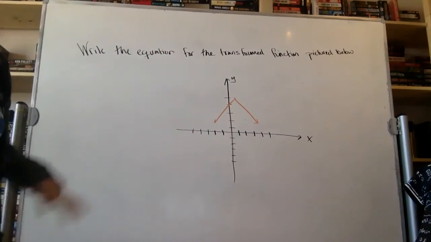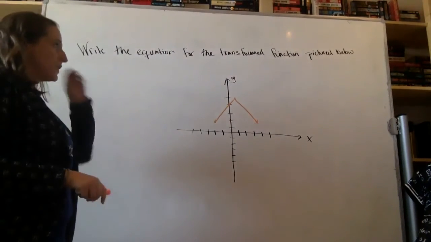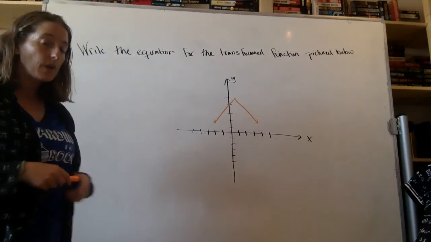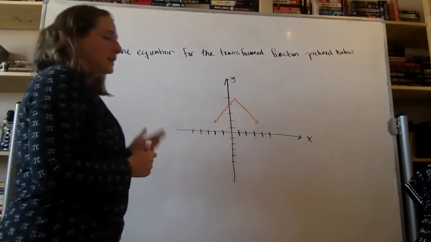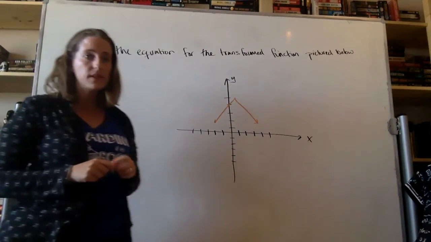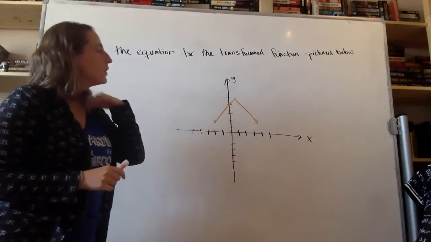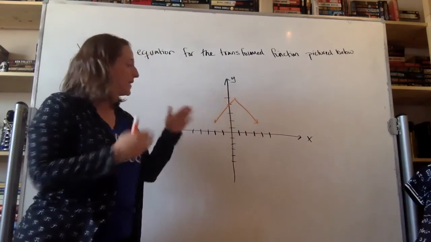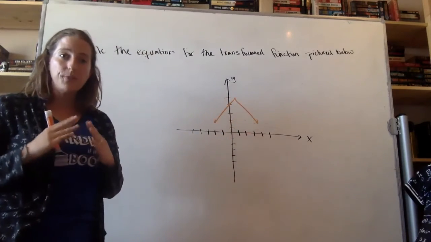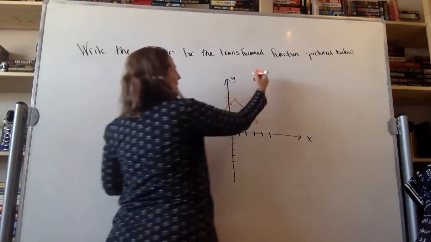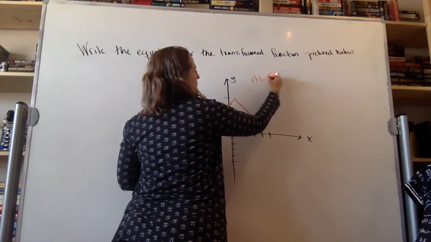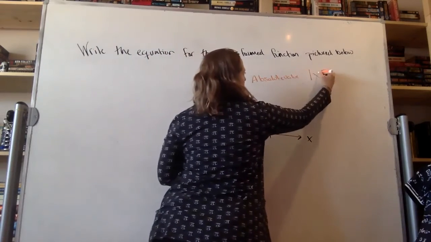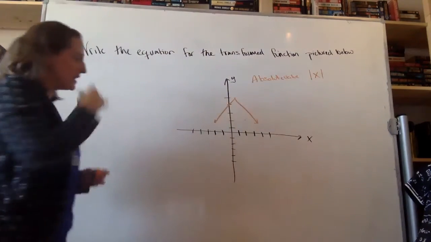All right. Now we're asked to write the equation for the transformed function pictured below. So we're given a graph and we're asked to write the equation, thinking about reflections, shifts, and stretches or compressions. Well, the first thing we need to do is identify the basic shape. Well, this is our V graph. Which graph's basic shape is a V? The absolute value graph. So we're starting from an absolute value graph, absolute value of x, and we need to think about what we've done to that.